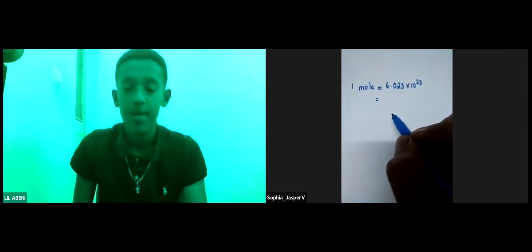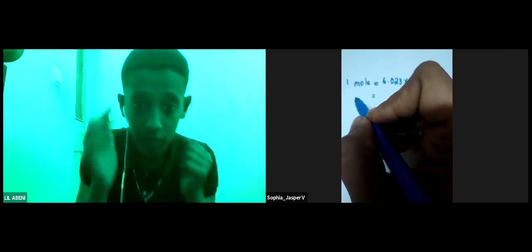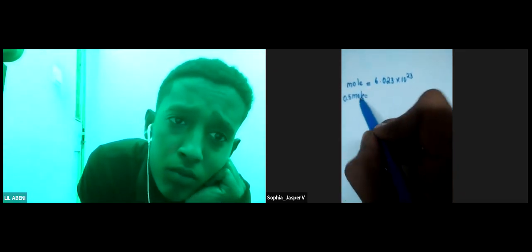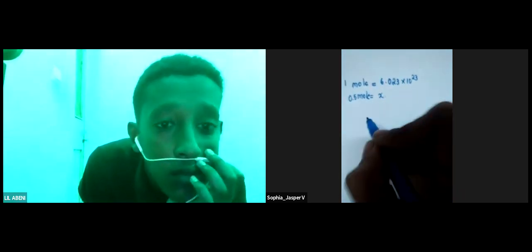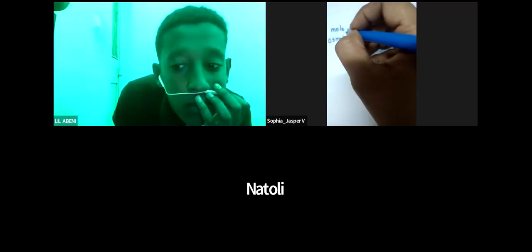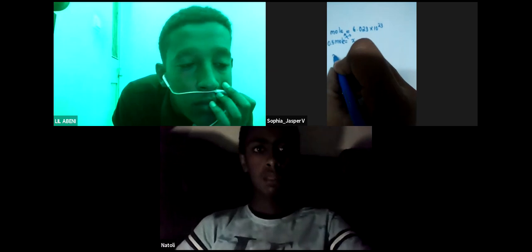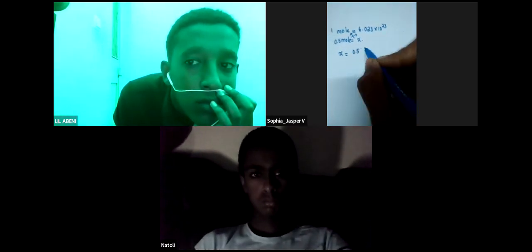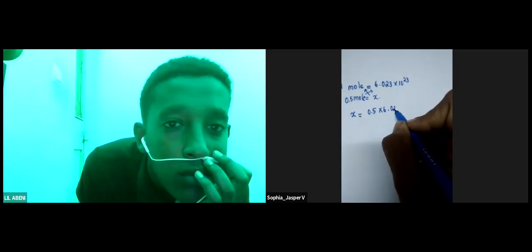Okay? Now, what is the question given? Can someone tell me? 0.5 mole. Yeah, that's right. There is only 0.5 moles. That's right. Use the crisscross method. Okay, use crisscross. Now, so that your value for X is going to be 6 point.